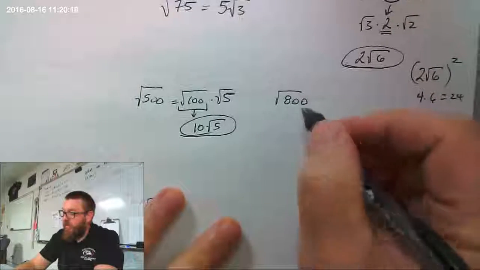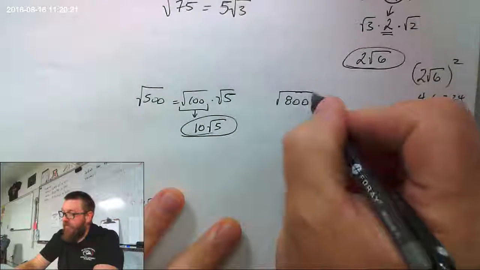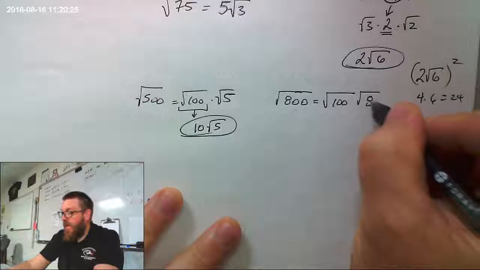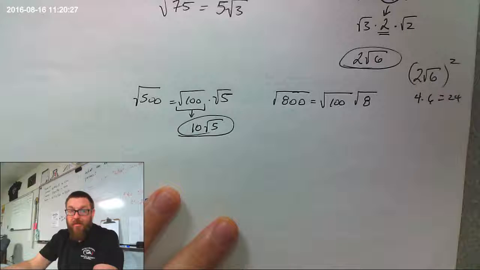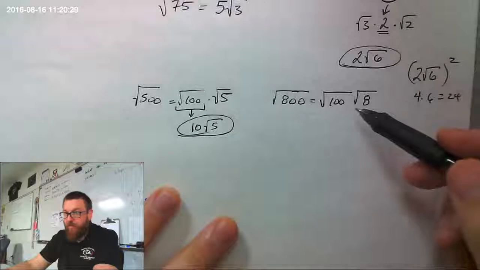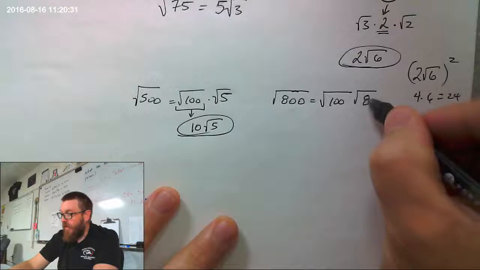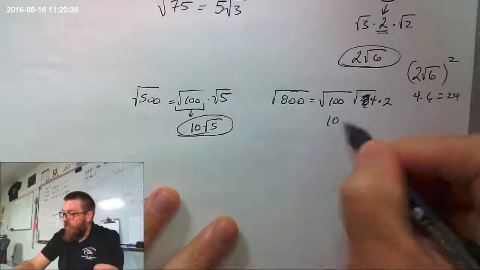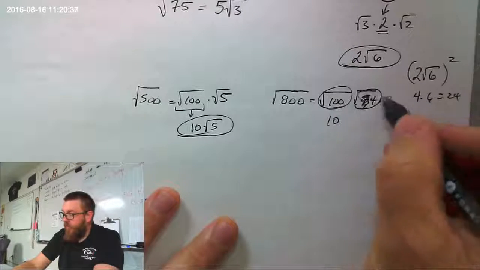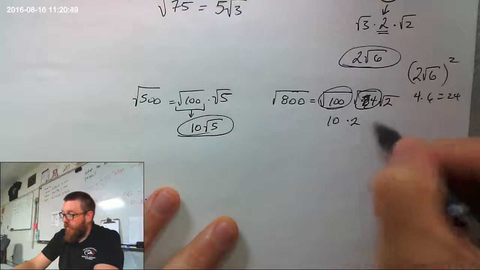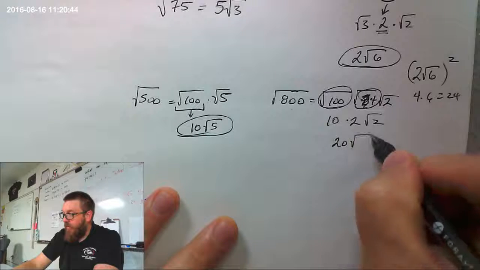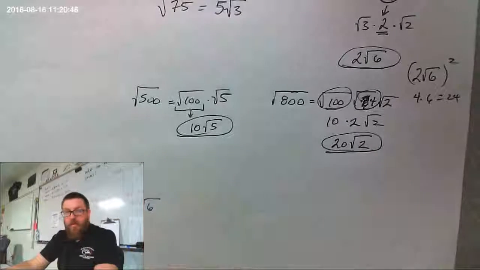This one might be a little trickier though. And the reason it would be a little trickier is you might not recognize that the square root of 8 has a factor that's a perfect square. This is 4 times 2, right? So I'm going to write that instead. So this would be 10. The square root of 4 is 2, and we still have a square root of 2 left. So this would be 20 times the square root of 2.